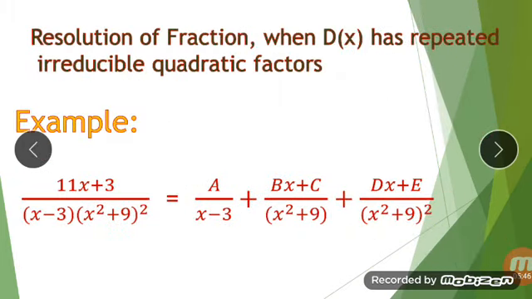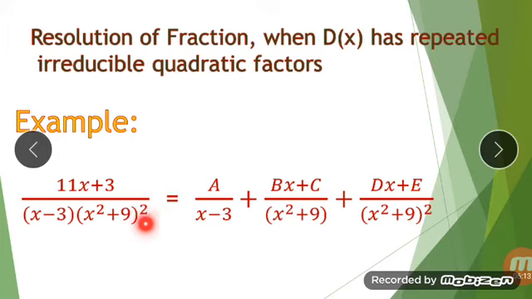So let's start the topic of today, which is resolution of fraction when denominator has repeated irreducible quadratic factors. This is the last topic of this chapter. So let's understand what this topic states. In this exercise 4.4, we will come across such type of resultant fraction where the denominator will be quadratic.